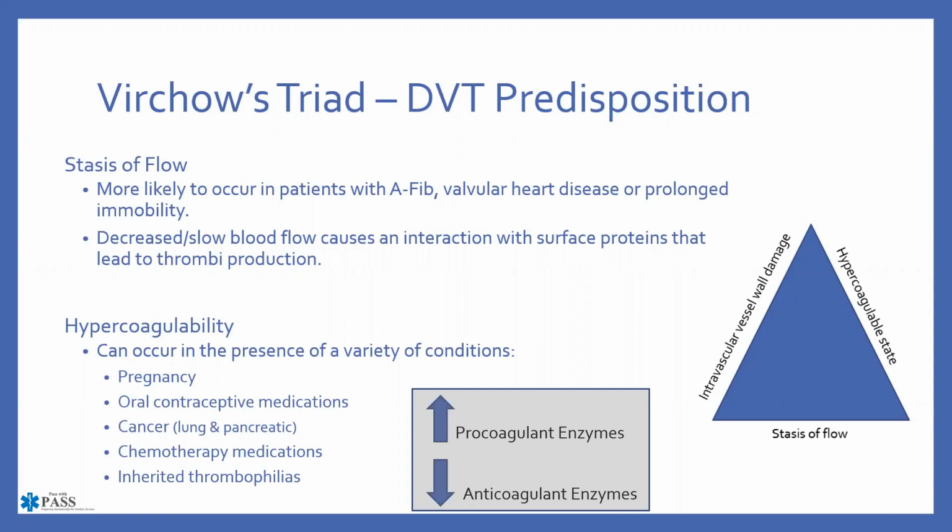And this can occur in the presence of a variety of conditions, pregnancy being one of them, oral contraceptive medications, and we'll talk about the oral contraceptive medications and which ones they are, cancer, lung and pancreatic cancer specifically, some of the chemotherapy medications, and then patients that have an inherited thrombophilia. So those are the 3 sides of this triangle that make up Virchow's Triad, and it's been proven over and over and over.